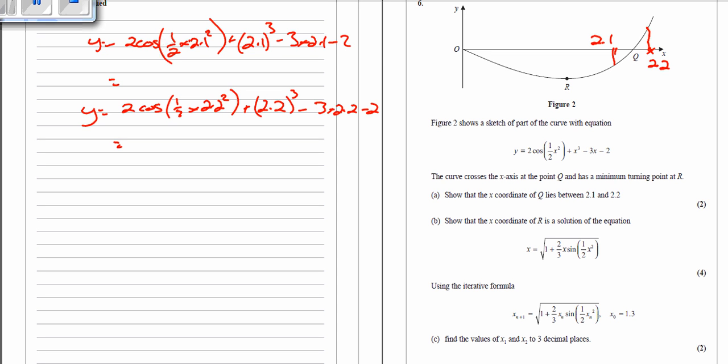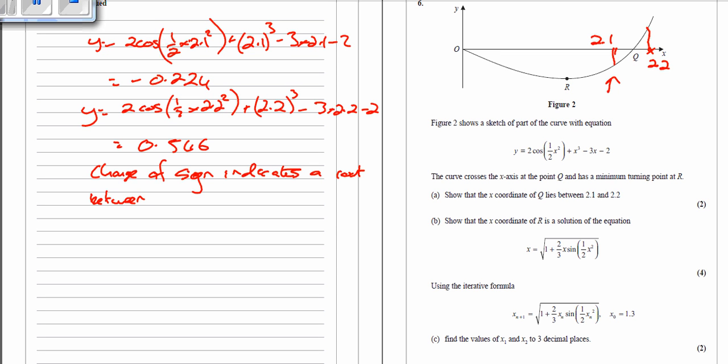And if you do that, the answers that we get are, I've got it right, minus 0.224, which looks good. If we do the same for 2.2, fingers crossed, yes, 0.546. So we say that the change of sign indicates a root between, in the interval, 2.1 to 2.2.